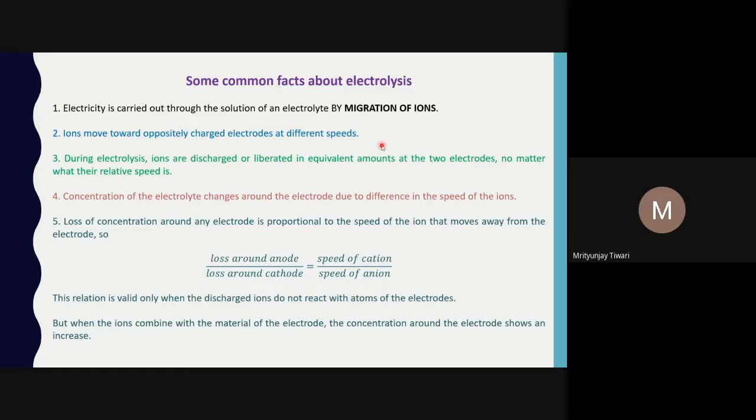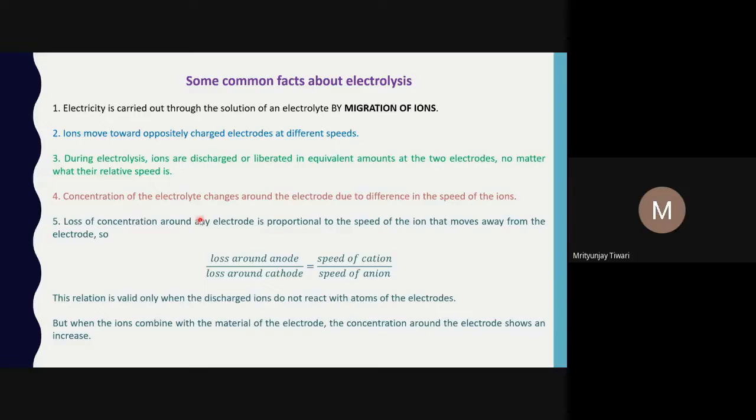That depends on many things, and one factor is hydration as well. During electrolysis, ions are discharged or liberated in equivalent amounts at the two electrodes, no matter what their relative speed is. So what does it mean? It means that if one equivalent of ion is deposited at the cathode, one equivalent will be dissolved at the anode. This doesn't depend on the migration of ions, and this is because of Faraday's law, which we have also seen.